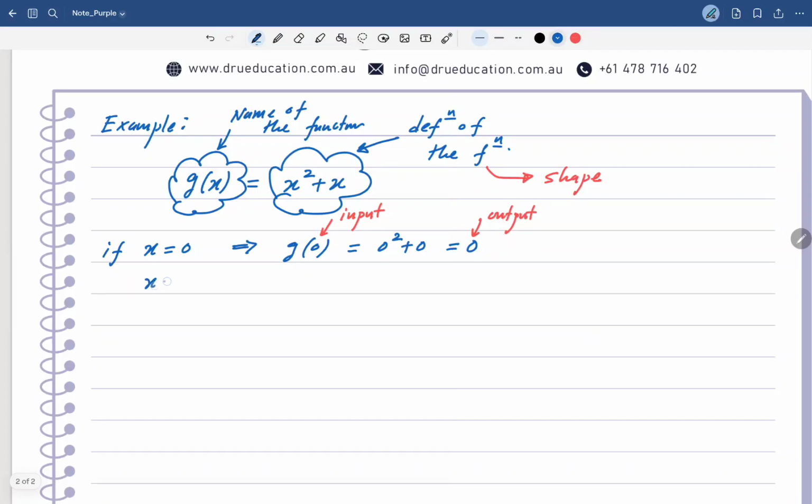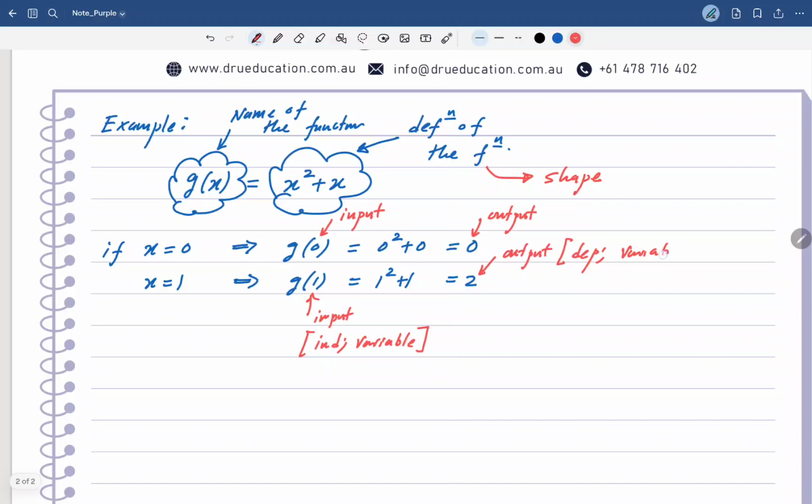Now, if x is equal to 1, g of 1 is equal to 1 squared plus 1, so it's going to be 2. Now you can see easily, the output is different. When the input is different, the output is different. So this input is called the independent variable. Why? Because we can independently change that. This is called the dependent variable. It depends on the input.